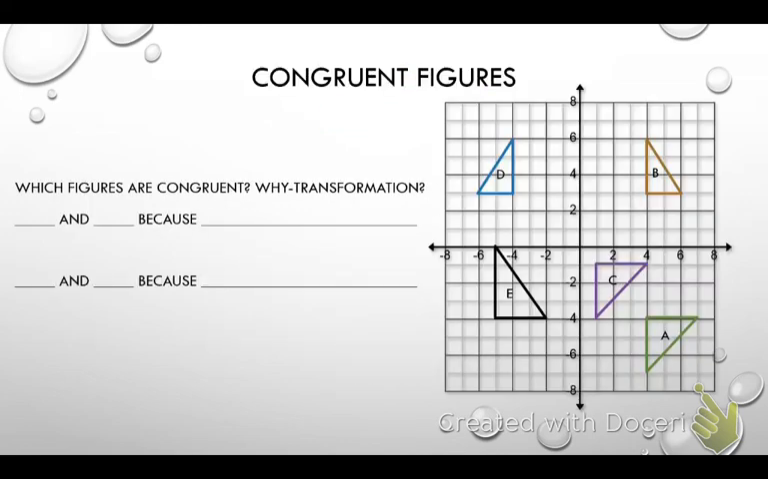All right, so with congruent figures, I need to figure out which figures, A, B, C, D, or E, are congruent with each other. Look at these figures to yourself. Which ones do you think are congruent? If you said B and D, you're right. But you can't just say B and D, you have to tell me why. So what kind of transformation is happening between the two?